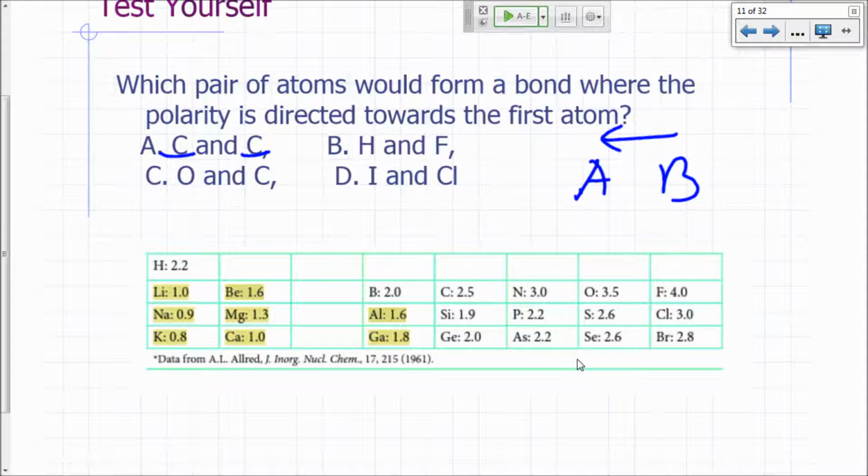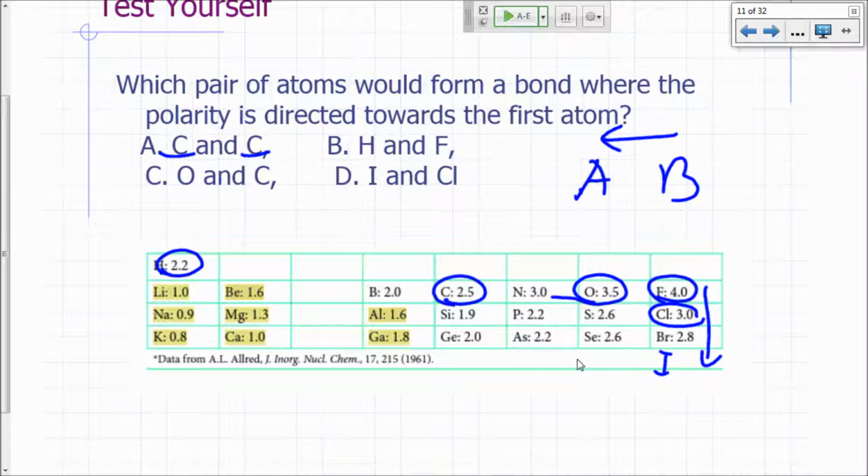Here are your electronegativities. Hydrogen is 2.2, carbon's 2.5, oxygen's 3.5, fluorine is 4.0, iodine is down here. You know, what's the trend there? Chlorine is 3.0. So what would be the answer here? In other words, what's another way of asking this question?